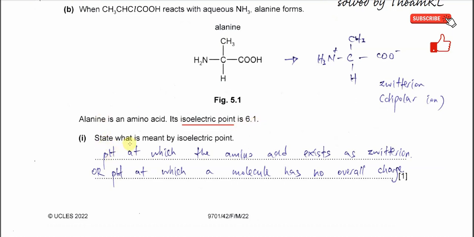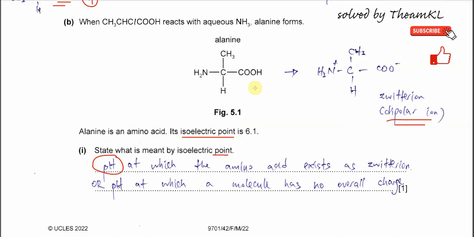Part 1, state what is meant by isoelectric point. So very easy. It's the pH at which the amino acid exists as zwitterion. Zwitterion means dipolar ion. Meaning the hydrogen ion from COOH will be gained by the amine to form the carboxylate and the ammonium.